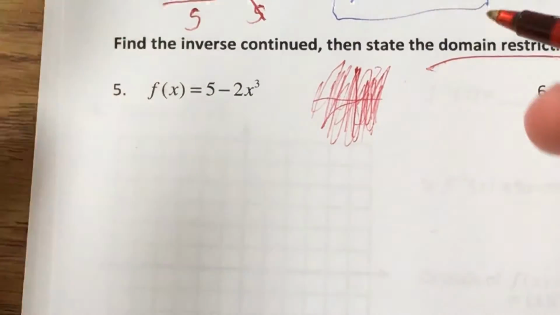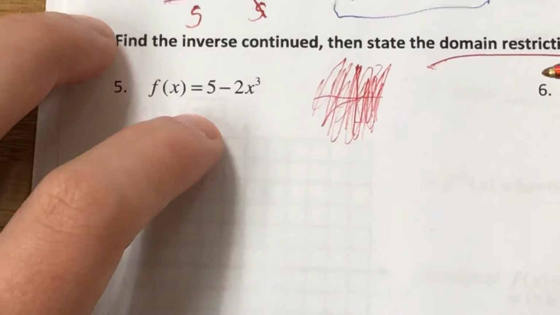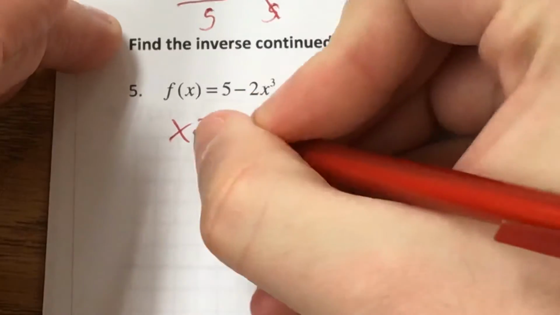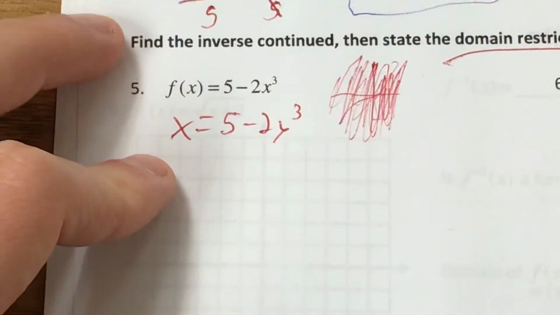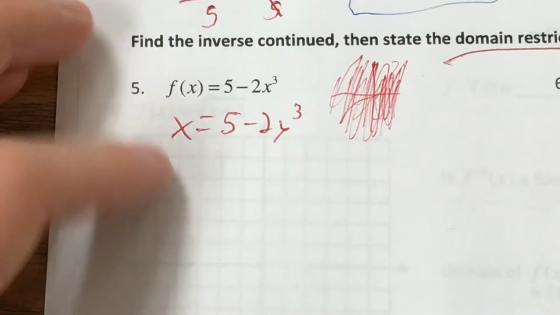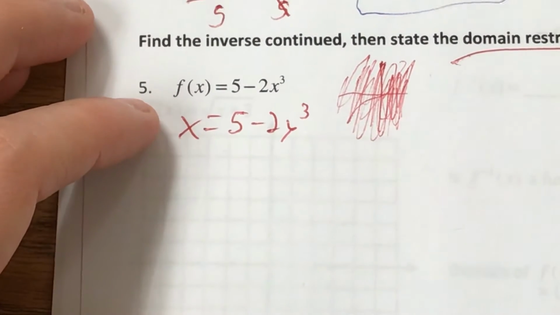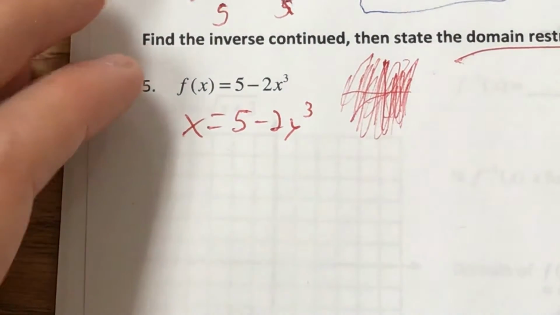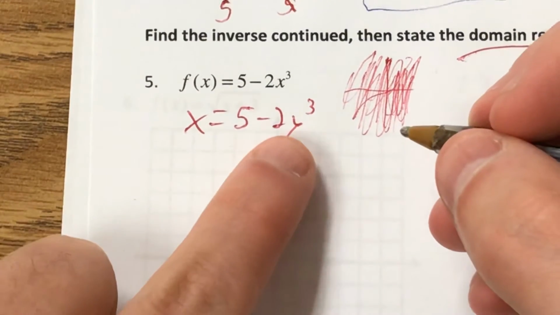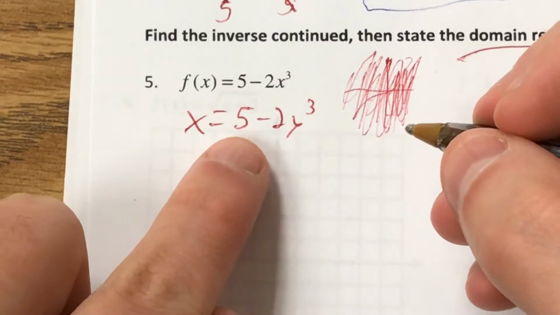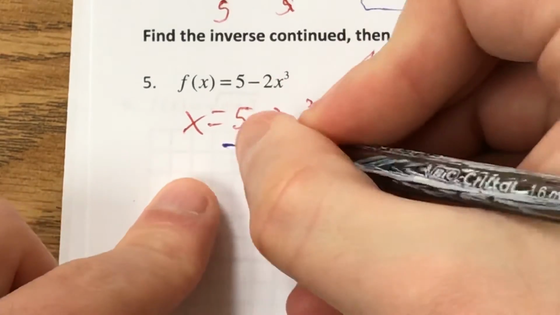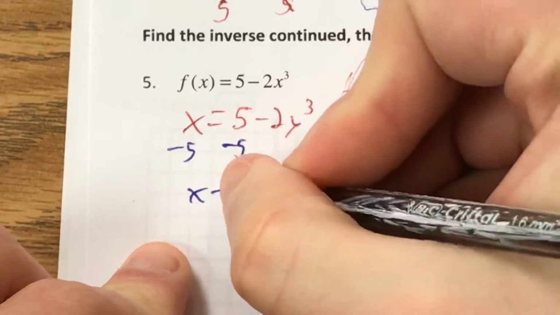So here, we're just going to do the same thing as before, x equals 5 minus 2y cubed. And you will get y by itself. Feel free to pause the video and try it, and check your answer afterwards. Otherwise, here we go. You need to get rid of the 5, the 2, and the 3, and it turns out we actually do it in that order. This is a positive 5, so you subtract 5.